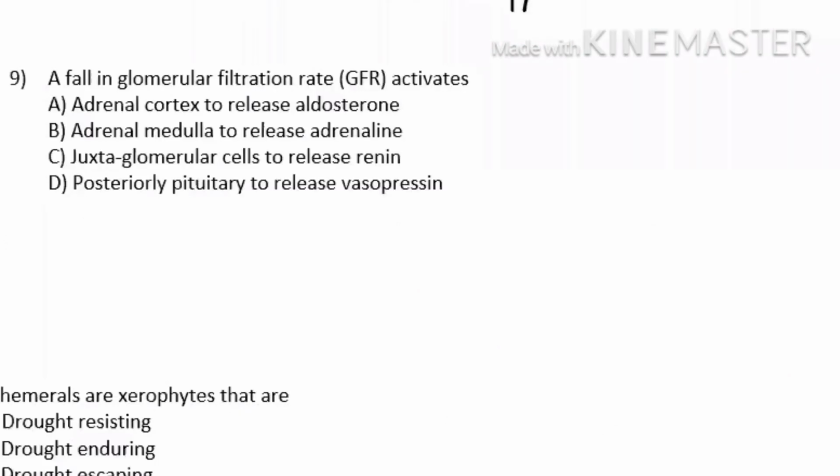Now, the next question is fall in GFR. What will a fall in GFR activate? It will activate juxtaglomerular cells to release renin. First of all, try to understand where the juxtaglomerular cells are located. See, this is Bowman's capsule, and this is your afferent arteriole with more diameter, and this is your efferent arteriole with less diameter. In between them, a network is present, and this network is known as glomerulus.